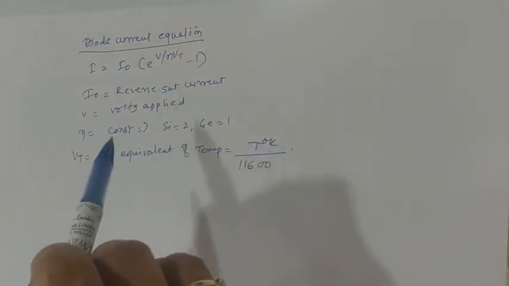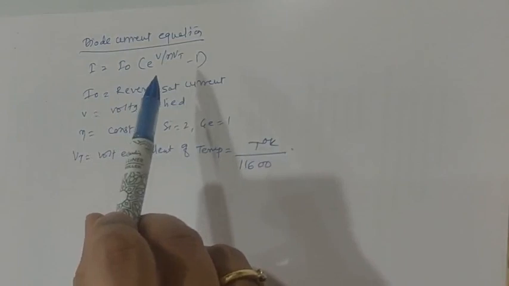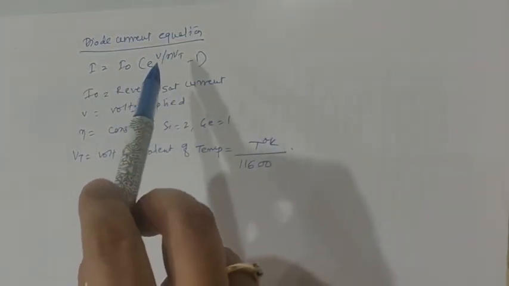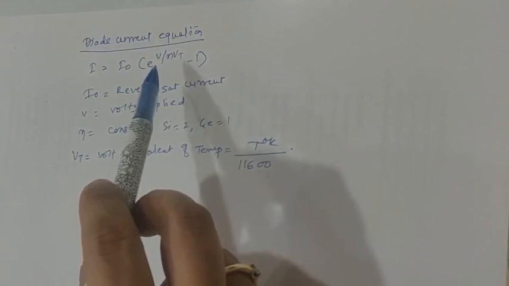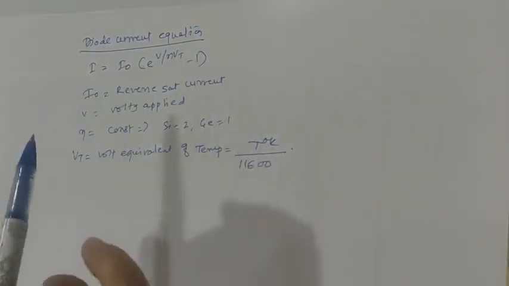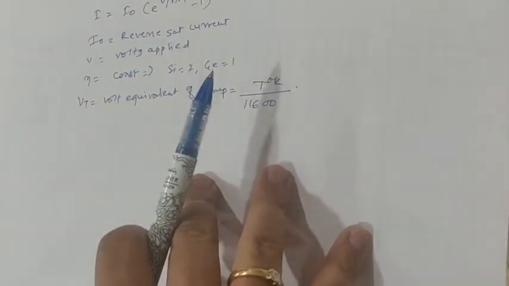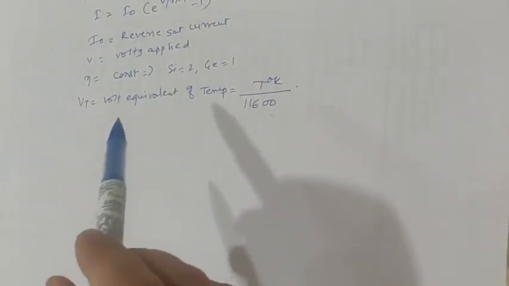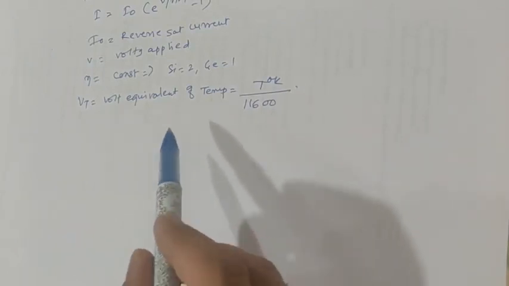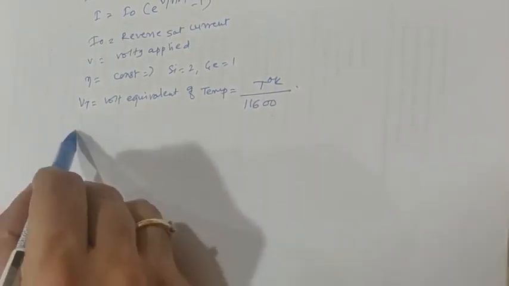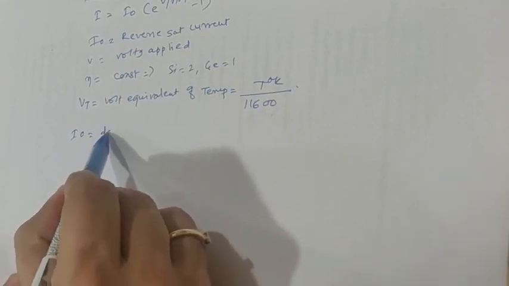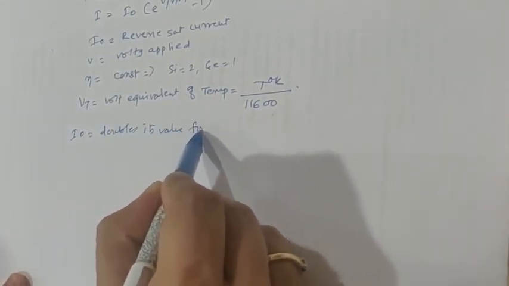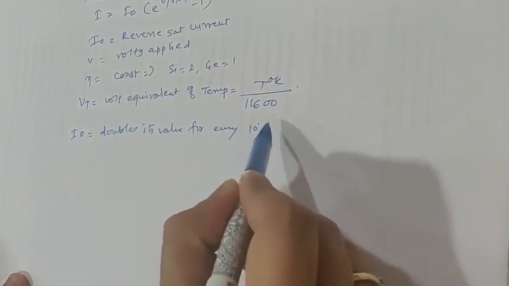Now considering this, remember this is for the forward bias current. If you want to find the reverse current, of course what you need to change is, instead of using plus V, you will be using minus V. Now remember, there are certain things that you need to know before you start with the numericals of this. The reverse saturation current I0 doubles its value for every 10 degree rise in temperature.